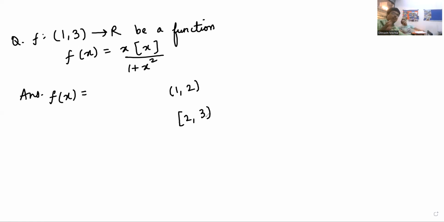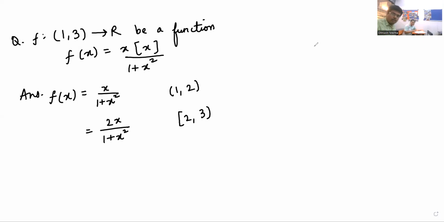What I mean is, from 1 to 2, what is the value of the greatest integer function? It's 1. So this function will now become x upon 1 plus x square, since the greatest integer function is 1. And from 2 to 3, what will it be? This will now become 2x upon 1 plus x square. And now you have to find the range.